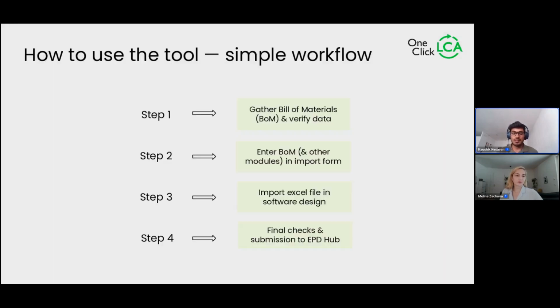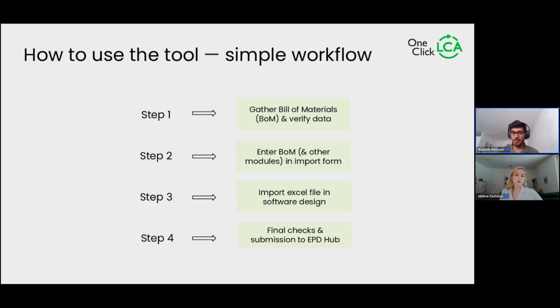All right. So the workflow, the usage of the tool, is quite simple, actually. It's just a simple 4-step process. For many of those who have been using our tools and are familiar with EPDs, you will know that the first step, gathering the bill of materials for your product, is often one of the most time-consuming areas in the EPD workflow. And once you do that, the data points that you use will be verified with EPD Hub. After that point, it's just a matter of entering all of this in the import form.